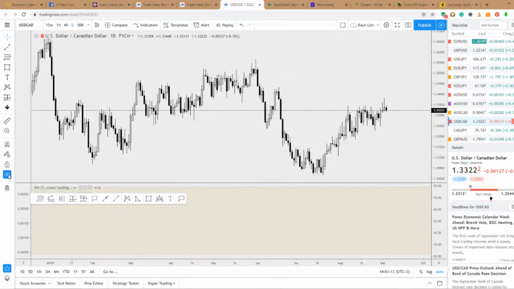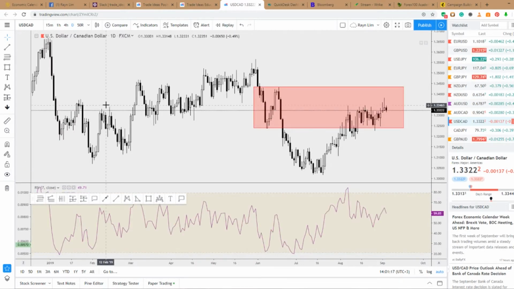Back to the daily chart, I'll share with you my analysis. My analysis on the daily chart, this is a sell zone. To the 4 hour.